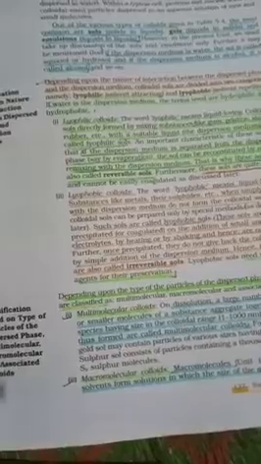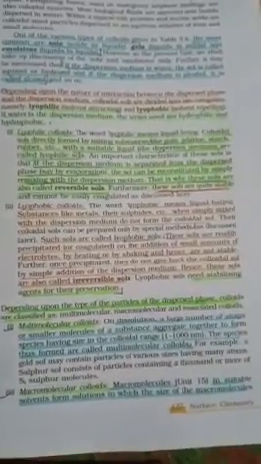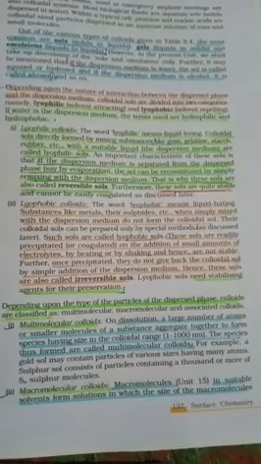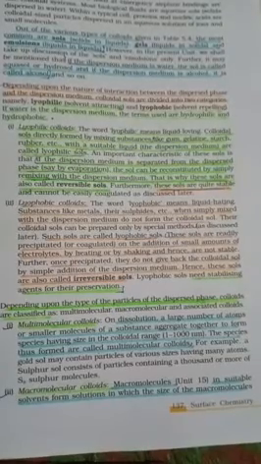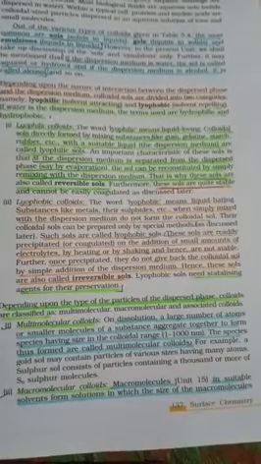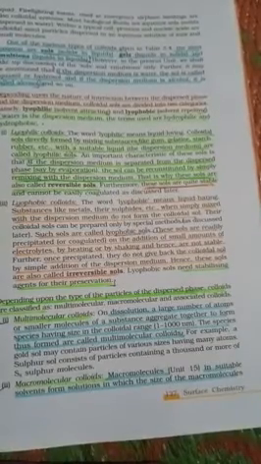Now, based on this, we have three types. First one, multimolecular colloid. Second one, macromolecular colloid. Third one, associated colloids. Here multimolecular colloid means small molecules combined together to form the colloids. Then it is called a multimolecular colloid.